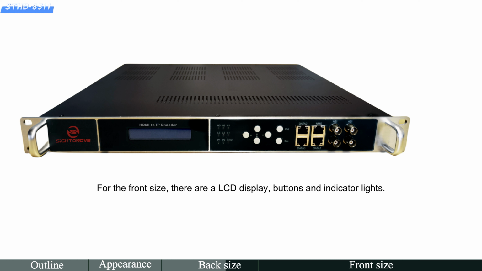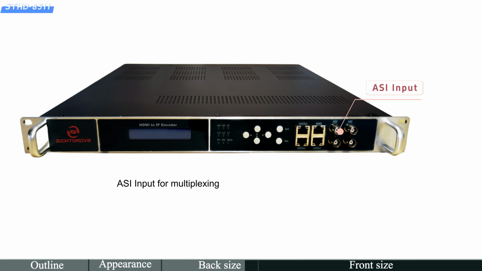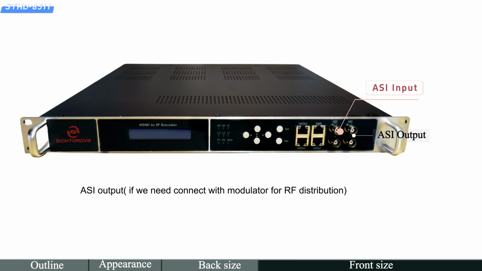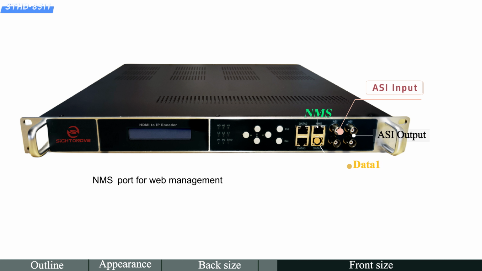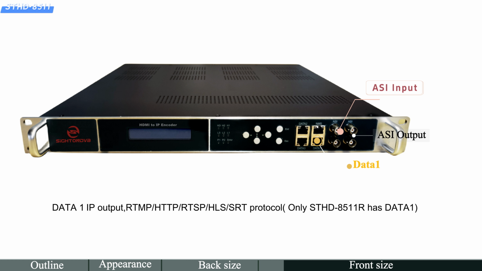For the front side, there are an LCD display, buttons and indicator lights. ASI input for multiplexing. ASI output if we need to connect with a modulator for RF distribution. NMS port for web management. Data 1 IP output, RTMP, HTTP, RTSP, HLS, SRT protocol.